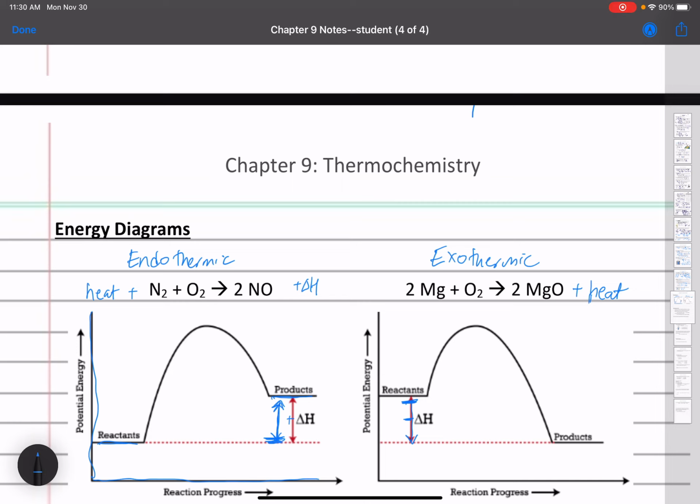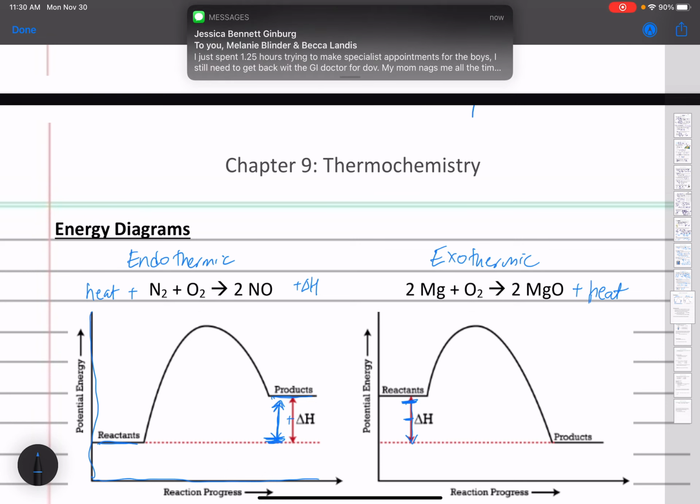So heat can be thought of as a product in an exothermic reaction, and sometimes you'll even see them written like this, with heat as a product. If you see heat as a product, you know we're talking about an exothermic reaction. Another way to know that is it has a negative delta H.